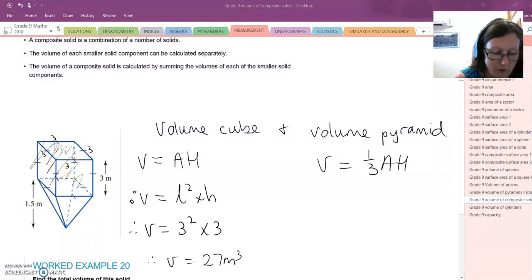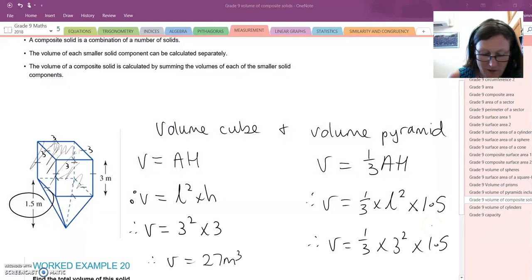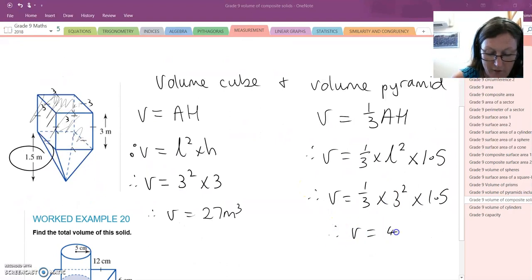I've now got to work out the volume of my pyramid. Here's the formula. The volume of my pyramid is 1/3. The base shape of this pyramid is a square, so the area of a square is length squared, and I times that by the height of the pyramid, which we can see is 1.5. So the volume equals 1/3 times 3 squared times 1.5. If I enter that into my calculator, I get 4.5. So the volume of the pyramid is 4.5 meters cubed.